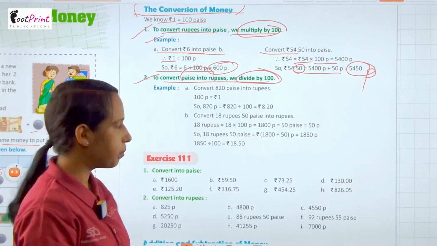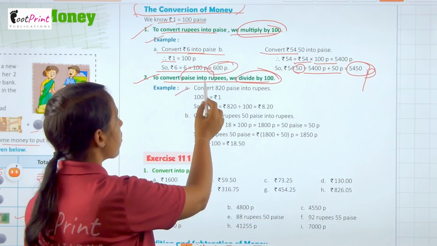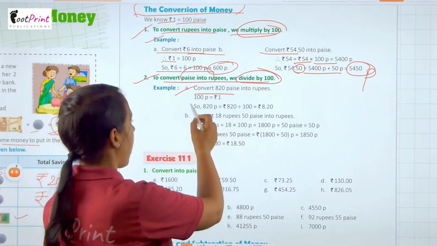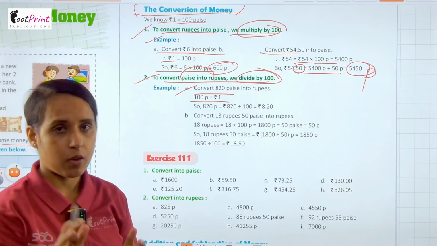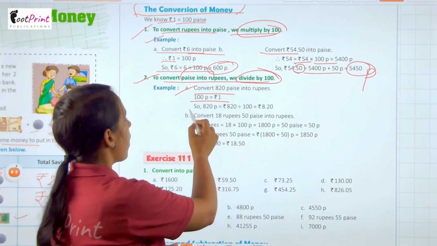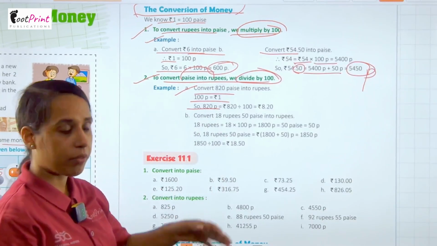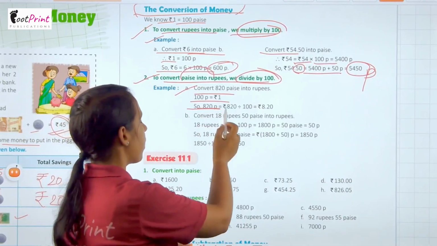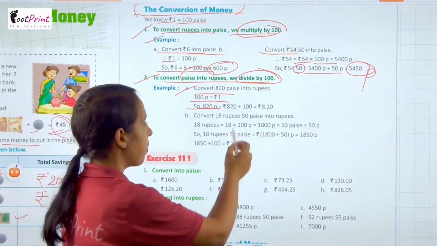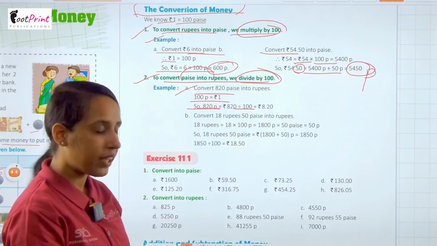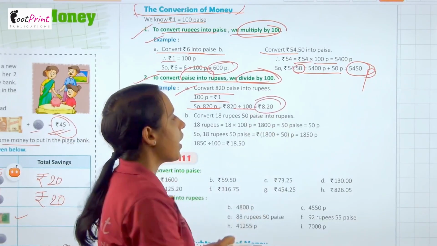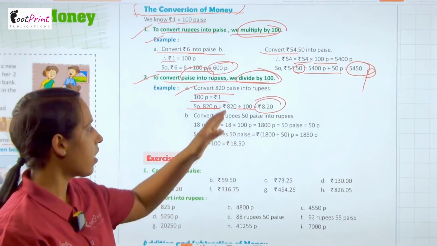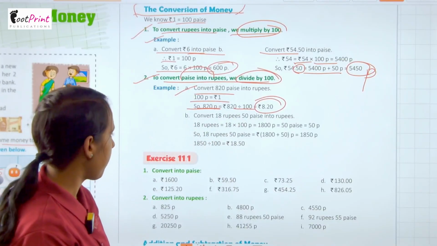So first question is convert 820 paise into rupees. As we know 100 paise is equals to 1 rupee. So 820 paise will be divided. So here 820 paise will be divided by 100, and after dividing it we get here 8.20 rupees, or we can say 8 rupees 20 paise.